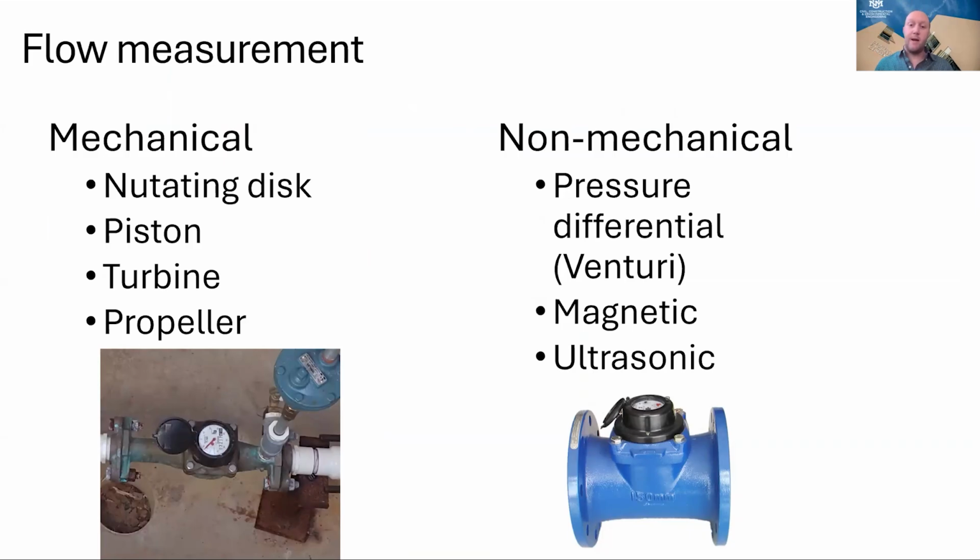And then there's a non-mechanical option, so pressure differential, also known as Venturi flow meters. And then there's magnetic flow meters and ultrasonic flow meters, and these are just ways of measuring it that don't have a moving thing in the pipe. And I won't talk about these too much now, but there's a whole variety of different kinds of flow meters.